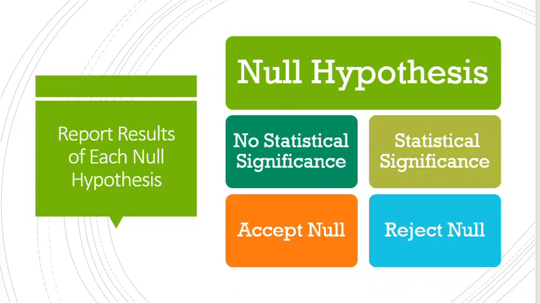Finally, a review for reporting on accepting or rejecting the null hypothesis. Accept the null if there was no statistically significant difference or relationship. So accept the null if p is higher than 0.05. Reject the null if there was a statistically significant difference or relationship, so p is less than 0.05. We will cover the p-values in a later lecture.